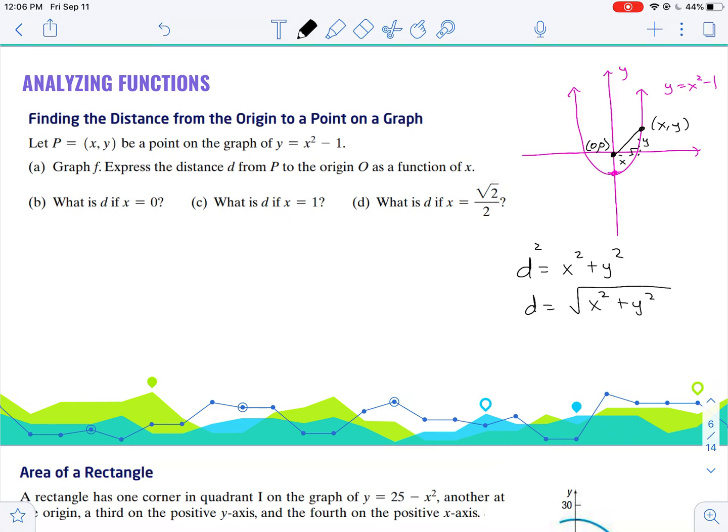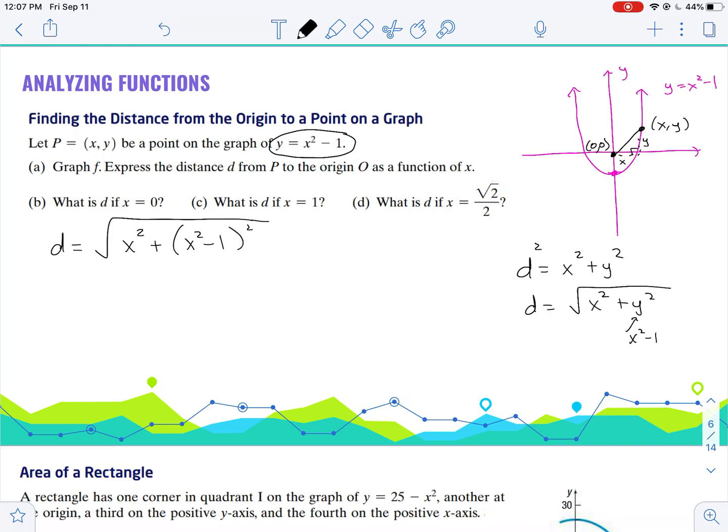Or if you use the distance formula, it would be x minus 0 squared plus y minus 0 squared, and then take the square root, which would, again, x minus 0 is x, and y minus 0 is y. So that's my distance formula. But I also know that y is the same thing as x squared minus 1. So if I wanted to, I could replace that y with x squared minus 1. So now my distance formula could be x squared plus y squared, but the y is x squared minus 1. So now I only have x's left.